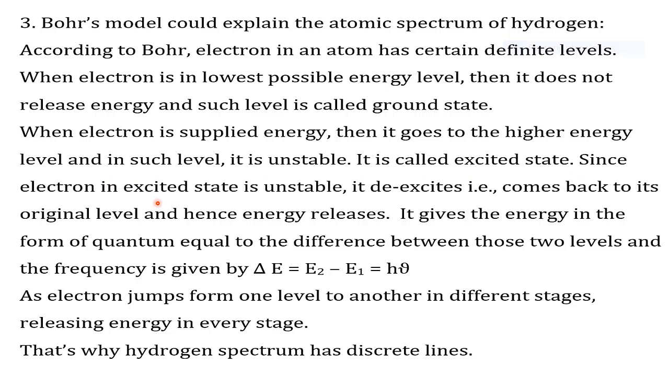Since the electron is in an excited state and it is unstable, it de-excites, that is, comes back to its original level, and hence energy is released. It gives the energy in the form of a quantum equal to the difference between those two levels, and the frequency is given by ΔE = E2 − E1 = hν. As the electron jumps from one level to another in different stages, releasing energy in every stage, that's why the hydrogen spectrum has discrete lines.